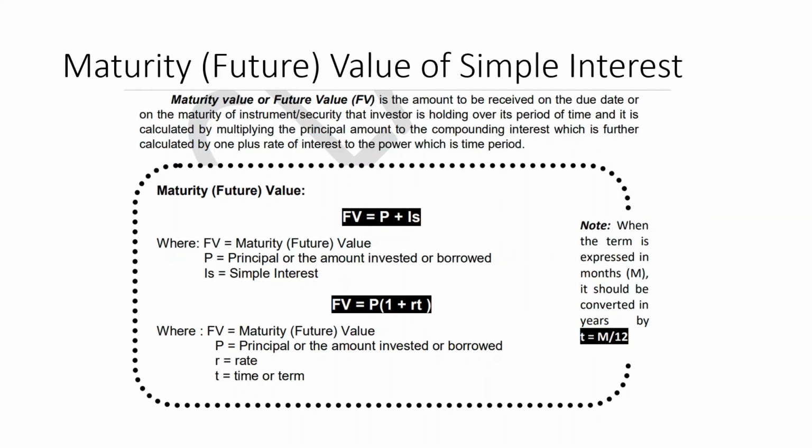So, we have here the formula for finding the future value. That is FV is equal to P plus IS, wherein FV is the maturity value, P is the principal, and IS is the simple interest. Or you could adopt the second formula, FV is equal to P times the quantity 1 plus RT. Note here that when the term is expressed in months, it should be converted to years by following the formula T is equal to M over 12.